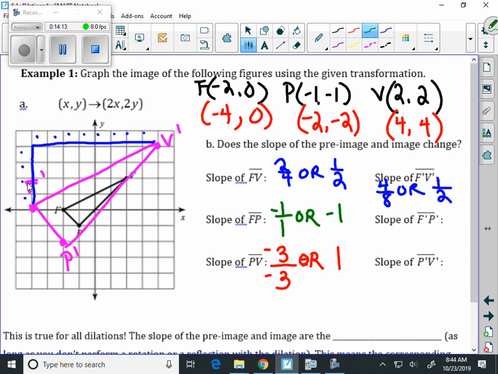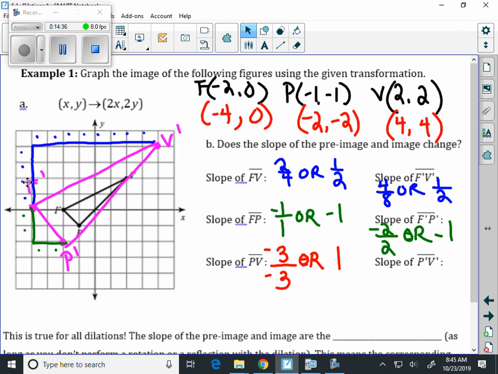If we look at FP, F prime P prime, here is our triangle. We went down 2, to the right 2, down 2, to the right 2. If we simplify that, we get negative 1.